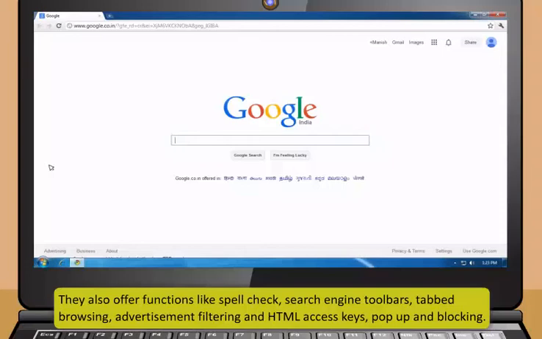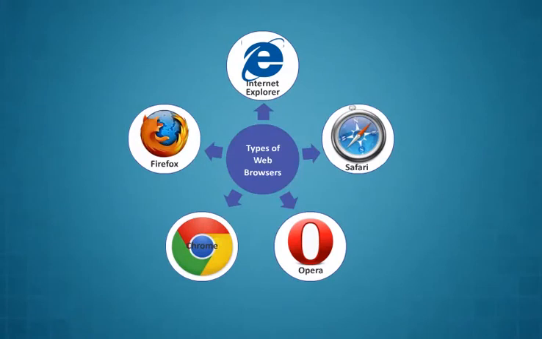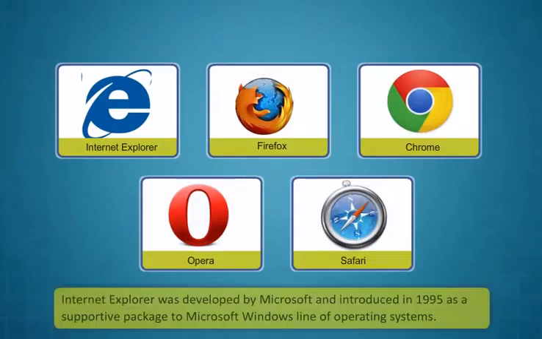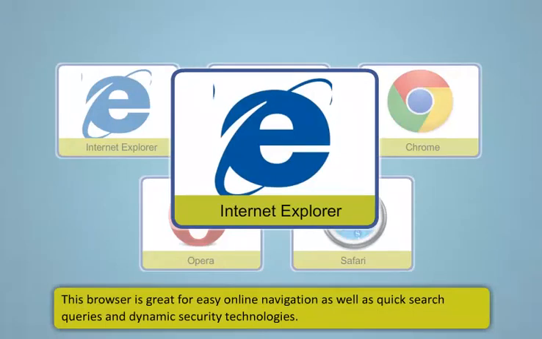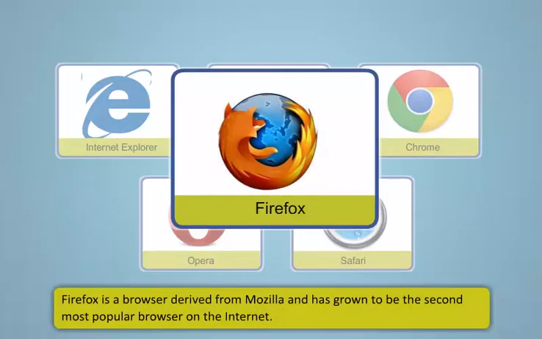Web browsers are application programs that are developed to access information on the World Wide Web. The general features offered by web browsers include download, bookmarks, as well as password management. They also offer functions like spell check, search engine toolbars, tabbed browsing, advertisement filtering, HTML access keys, and pop-up blocking. Now, let us learn about the different types of web browsers. The different types of web browsers are Internet Explorer, Firefox, Chrome, Opera, and Safari.